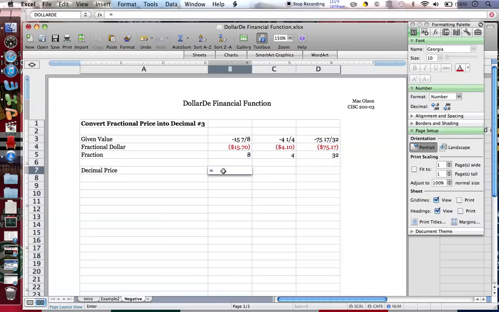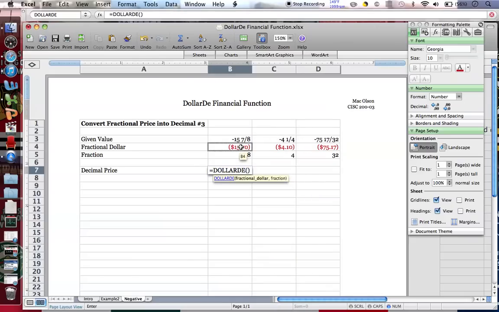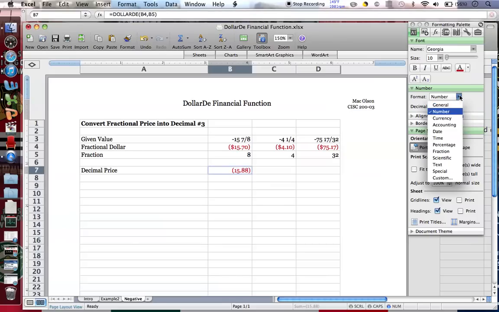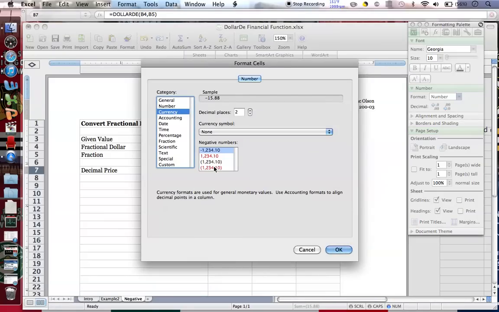So right away, DOLLARDE, fractional dollar, comma, fraction, equals 15.88. All right, and then from here you can go on to just make sure you're in your proper currency format or whatever method you're trying to use here.